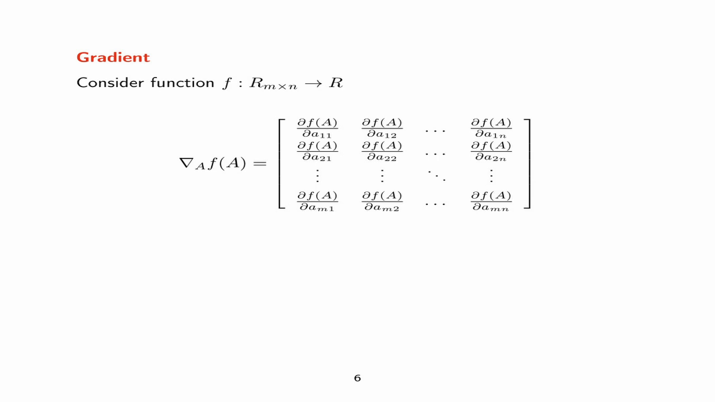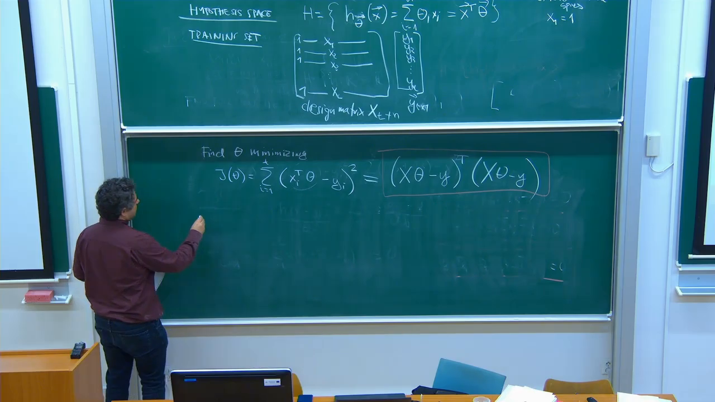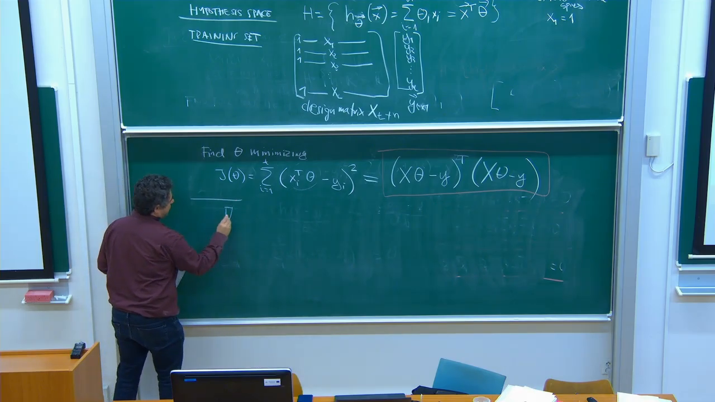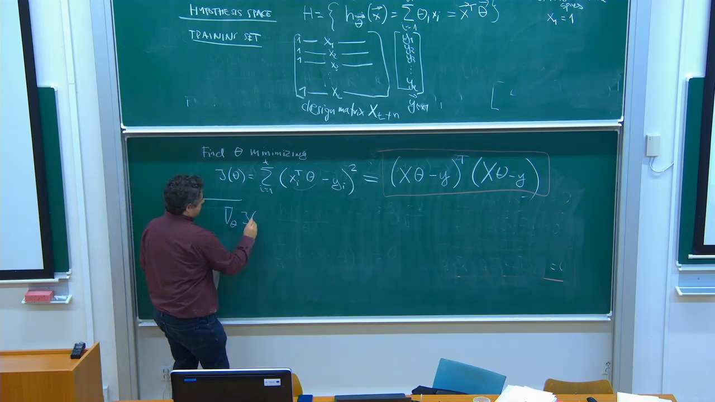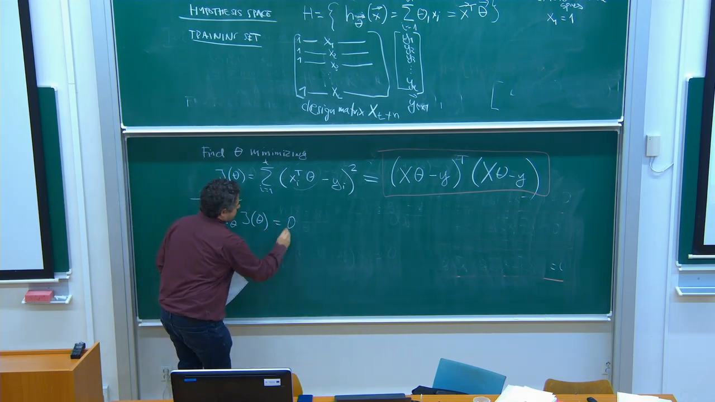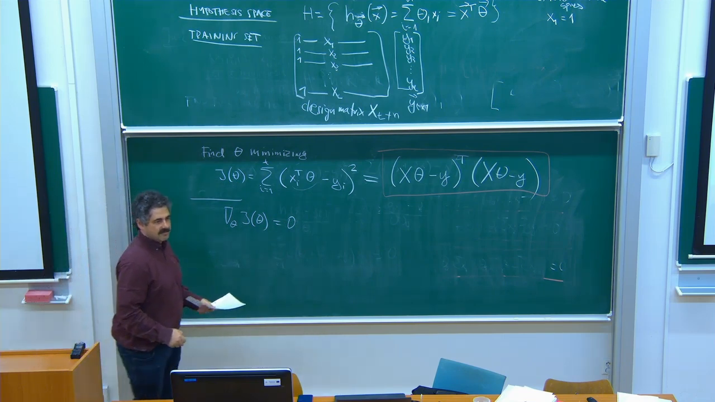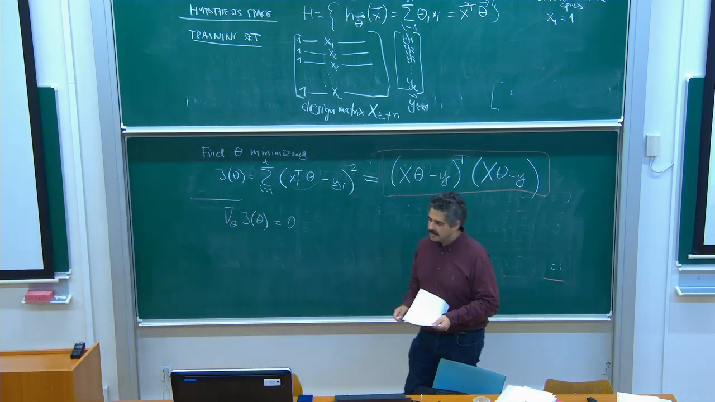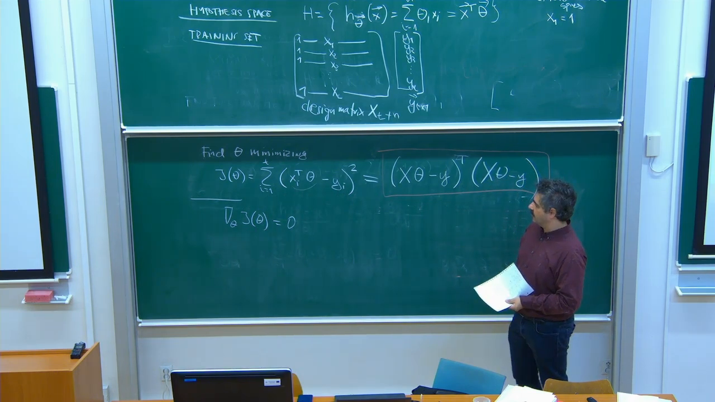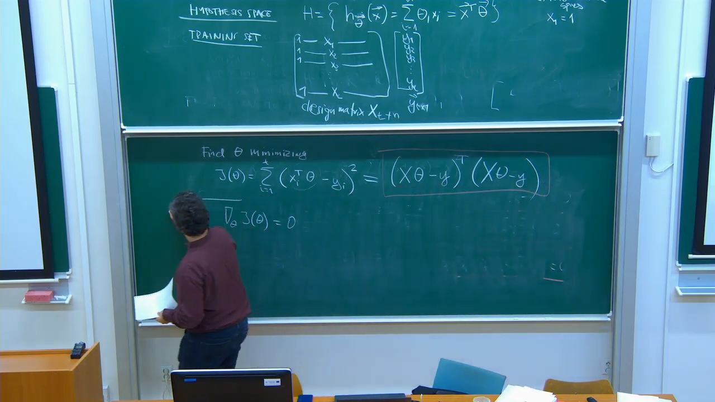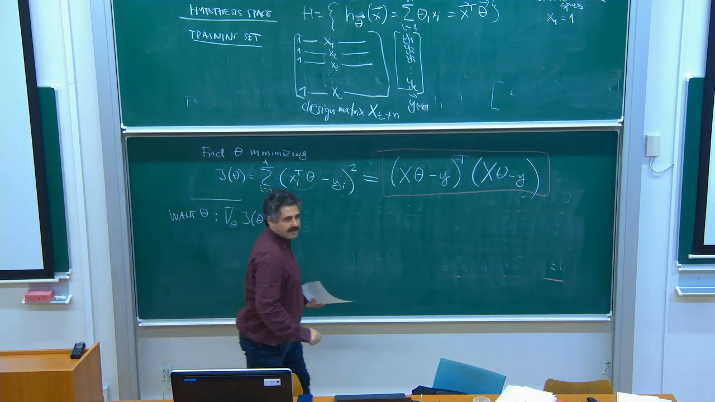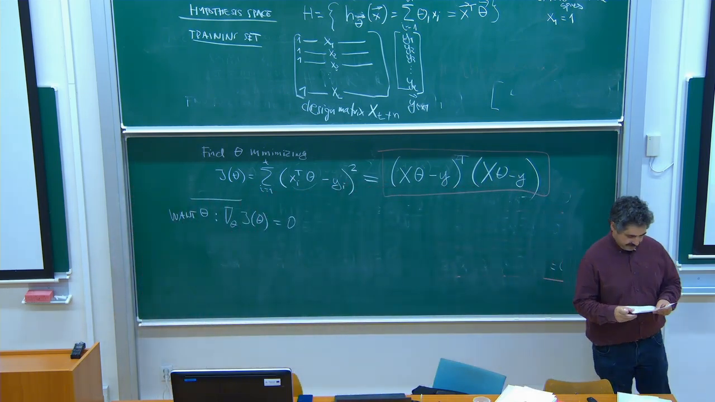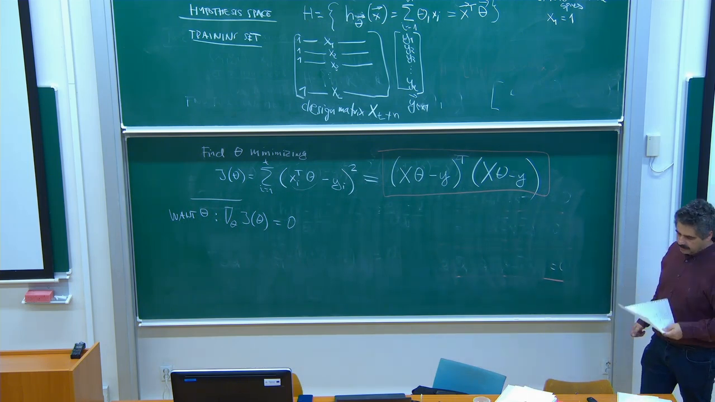So now what we want to do is take the gradient. We want to find the vector theta where the gradient results in a zero matrix, right? This is what we want: theta such that the gradient is zero.